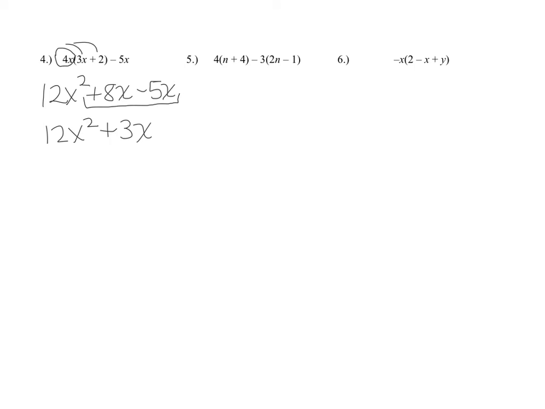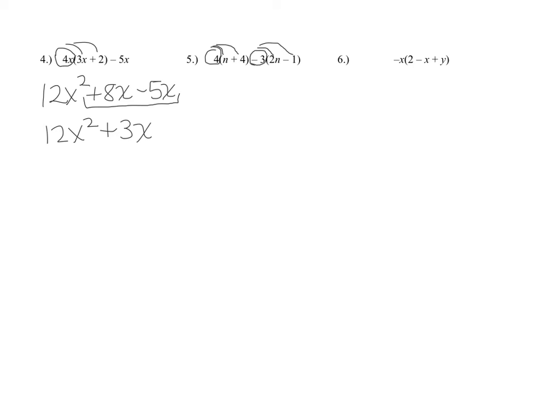Number 5. You have 2 sets of parentheses and 2 things to distribute. So in number 5, you're going to circle the 4, and the 4 goes to the n and the 4. And then you don't just circle 3 in the next one, you circle -3. It gets distributed to 2n and -1.